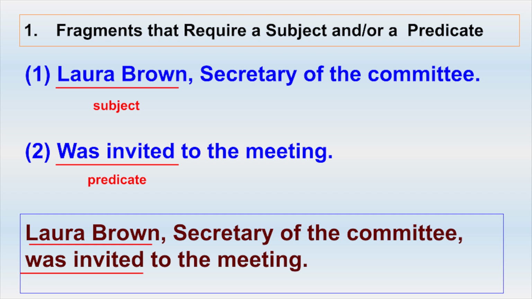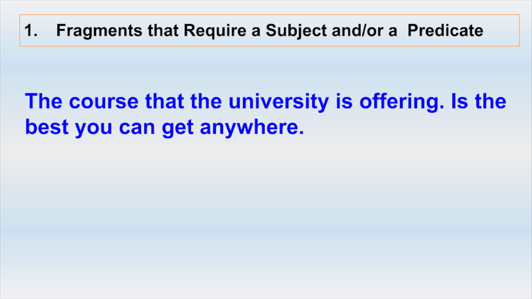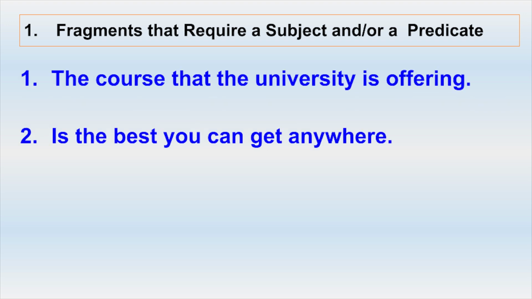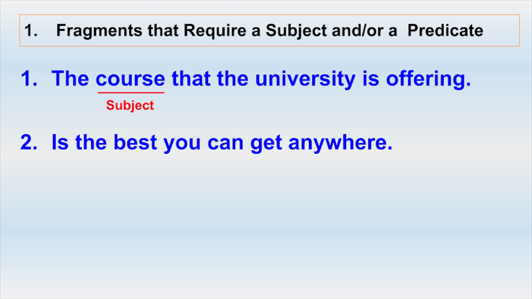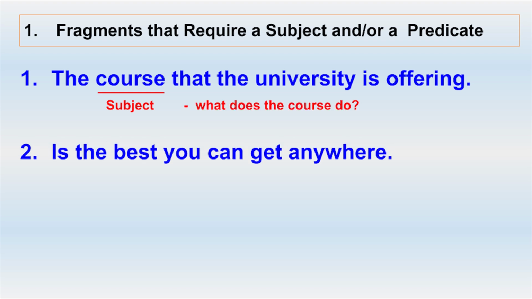Here is another example. The course that the university is offering is the best you can get anywhere. Again, these 2 groups of words on their own do not make any sense. The first group of words, the course that the university is offering, has a subject, course, but it has no predicate. We may ask, what about the course that the university is offering? And we won't have an answer.